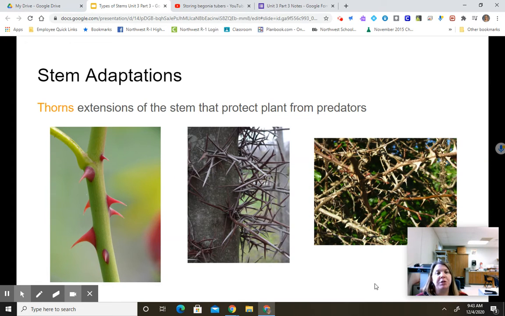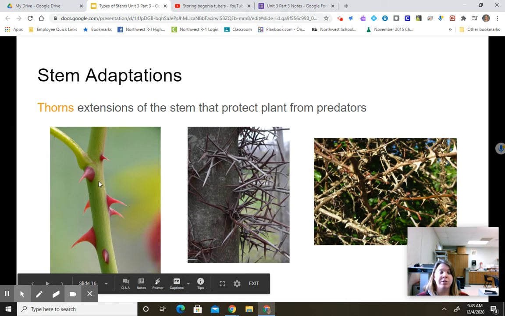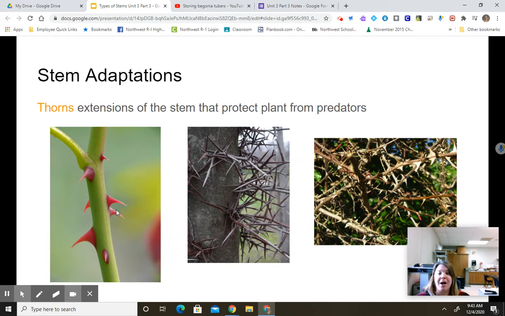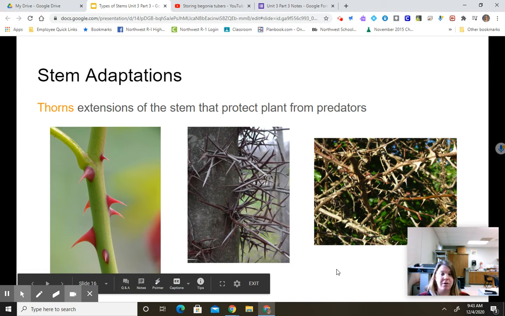All right, so in this next section, we're going to talk about stem adaptations. So plants sometimes have to protect themselves from predators. Now, you may think predator-prey situation, you're thinking more animals, but if you think of it in terms of prey being anything that's living and eaten, plants do need to protect themselves. Some stems will have things like thorns in order to discourage herbivores or omnivores from eating their stems. So that pointy kind of extension that comes off of the stem deters animals from trying to eat them.